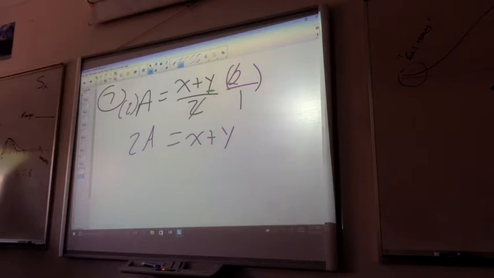Agree? I want y all by itself, so how are x and y being held together right now? Addition. So how would I move the x over? Yeah, subtract it. Good. That's going to cancel that, so I'm going to get 2a minus x is equal to y.